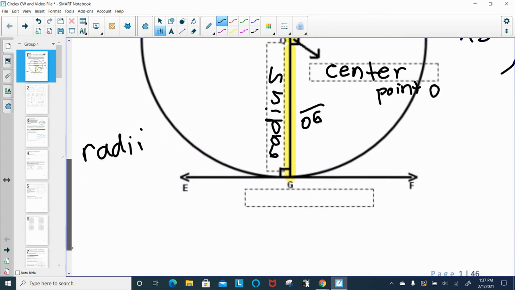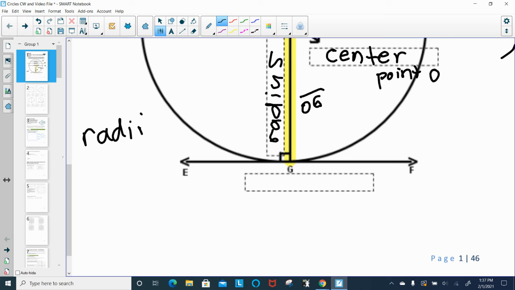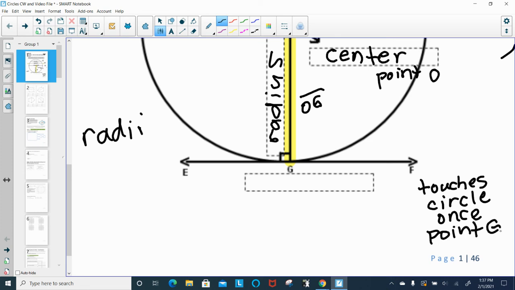And then down here, all the way at the bottom, notice that this is also a line, but it is not inside the circle. In fact, it only touches the circle one time. I'm going to put that here. Touches the circle once. And where does it do that? Here at point G. So this kind of line behaves totally differently because it sort of goes right next to the circle, touches it once, and keeps on going. And we call that a tangent line.